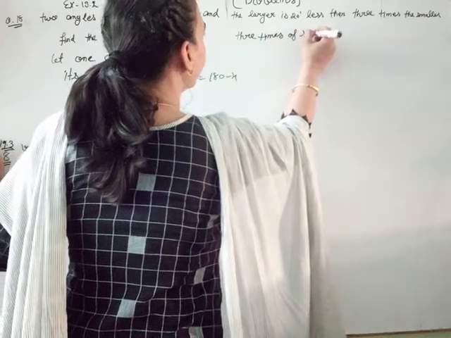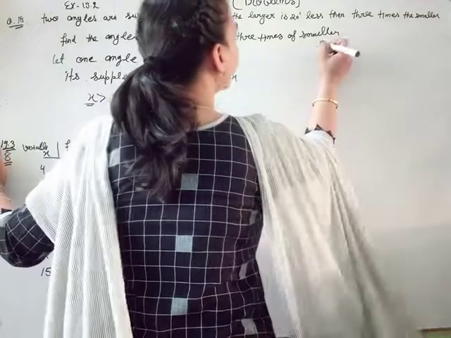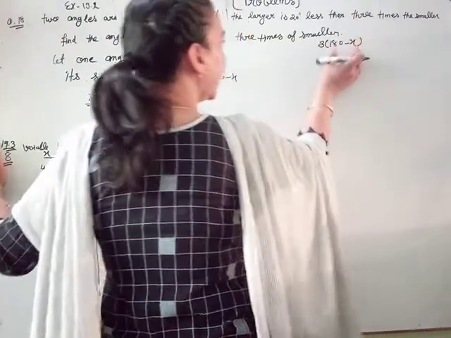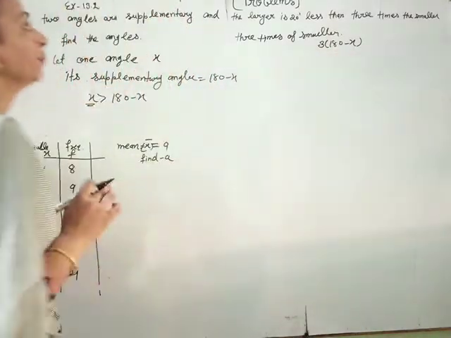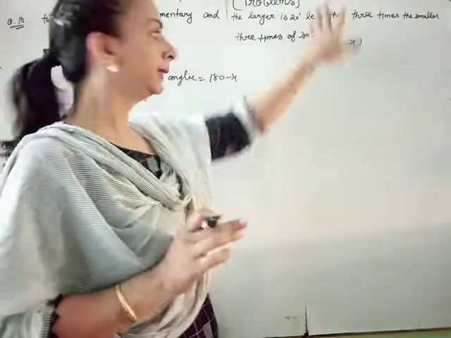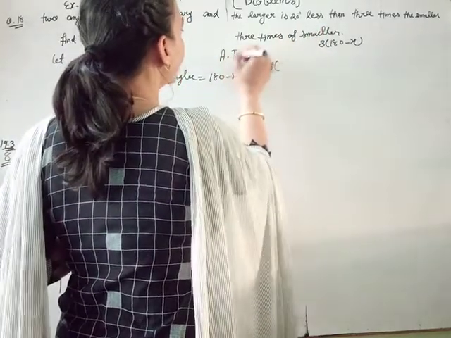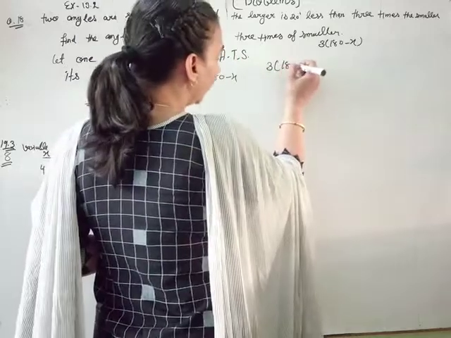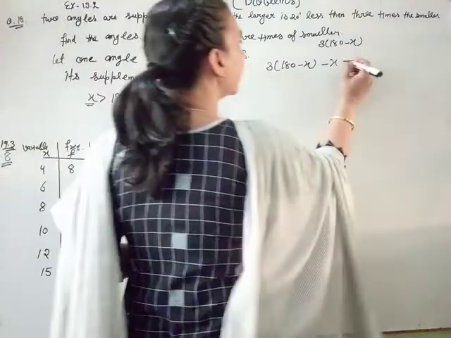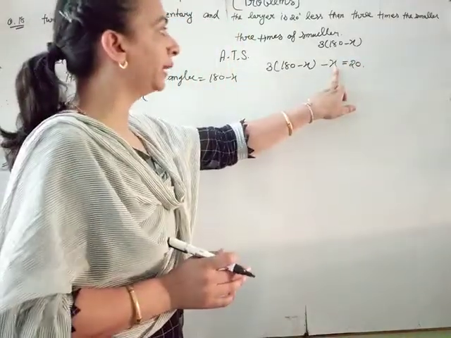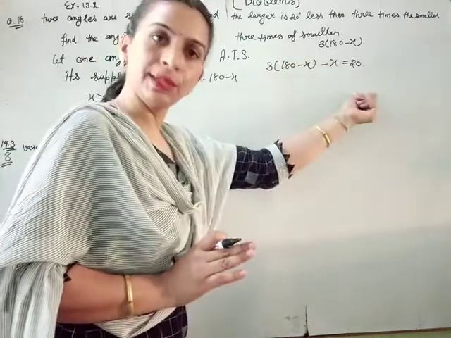Three times the smaller means 3 into 180 minus x. This is larger, this is smaller, so 3 times the smaller is this, and the larger is less than this by 20. That means if we subtract the angle x from this, the difference equals 20 degrees, because the larger is 20 degrees less than 3 times the smaller.